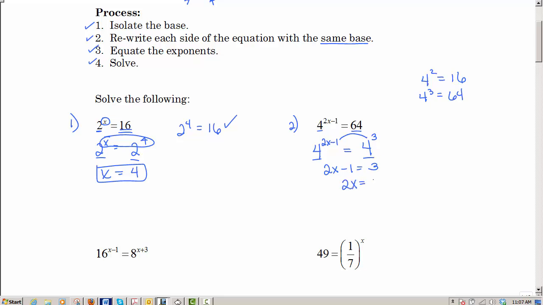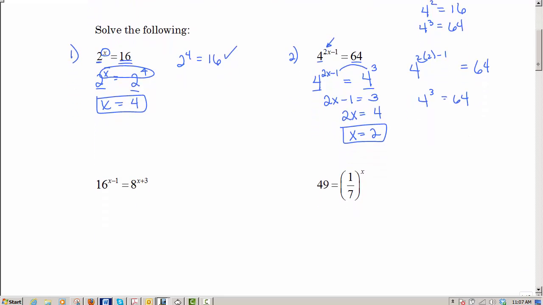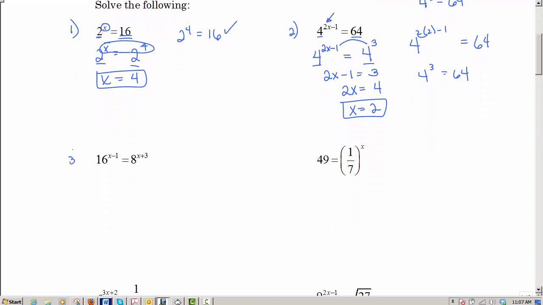So let's add 1 and divide by 2. So we can come back up here and check and say 4 to the 2 times 2 minus 1, does that equal 64? Well, yes it does, because 4 minus 1 is 3. You don't have to check, but that is how you could check. Now the third one, a little bit harder.